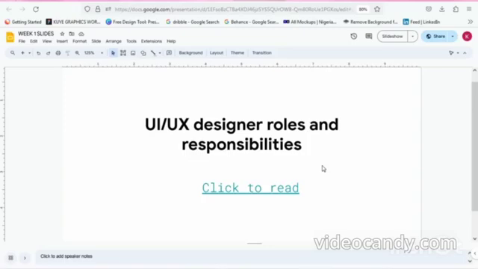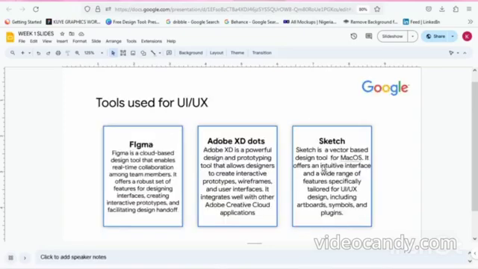So next we'll be talking about the tools used in UI and UX. We have Figma, which is commonly used, but let me start with Adobe. We have Adobe XD. It is a powerful design tool, and we use it for prototyping and wireframing, but it doesn't allow you to do teamwork well. You can do team work, but there is no interaction like that on Adobe XD.